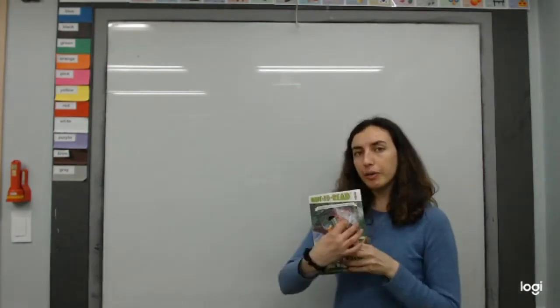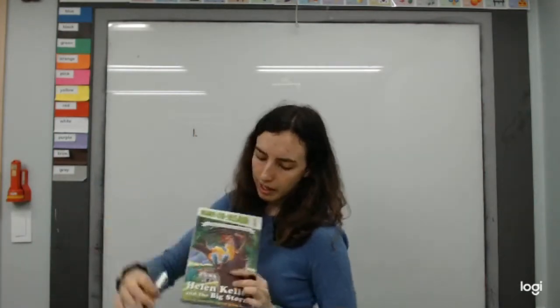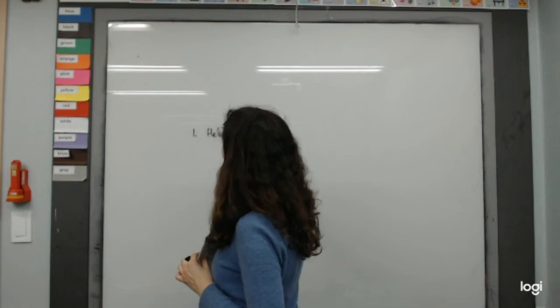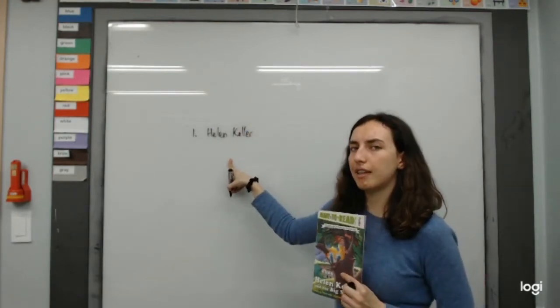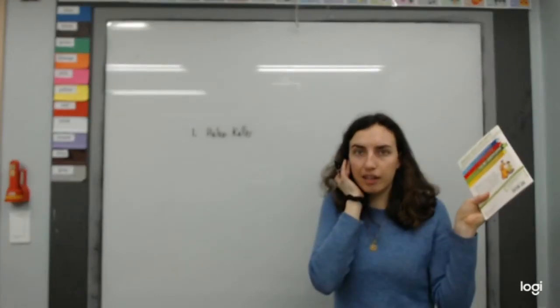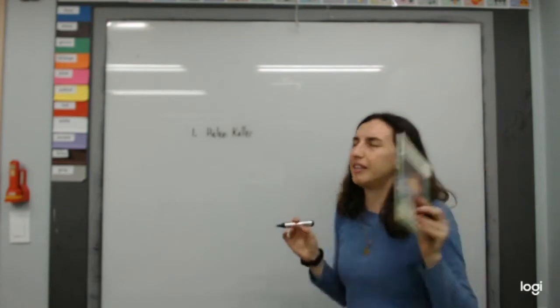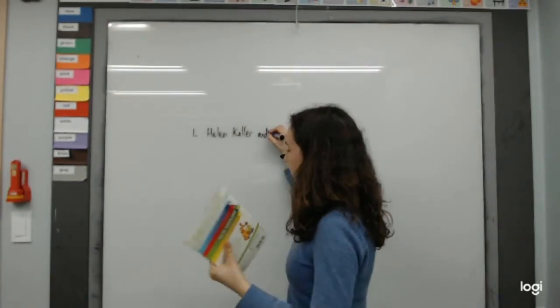So the first one, we have to look at the cover of the book. What is the title of the book? We can see here, Helen Keller and the Big Storm. That is the title of the book. Do you know who Helen Keller is? Helen Keller was a real person. She can't see or hear. So she is a real person who can't see or hear. I think it would be very difficult, life with not being able to see or hear.